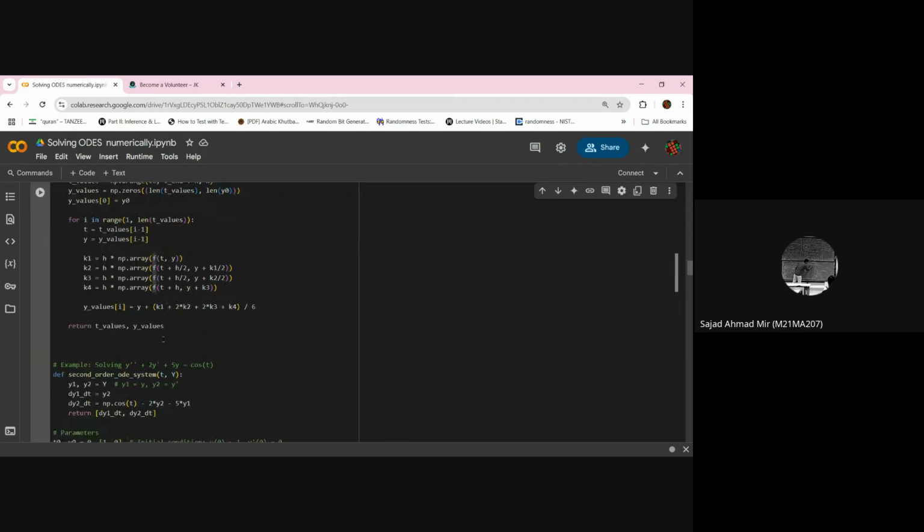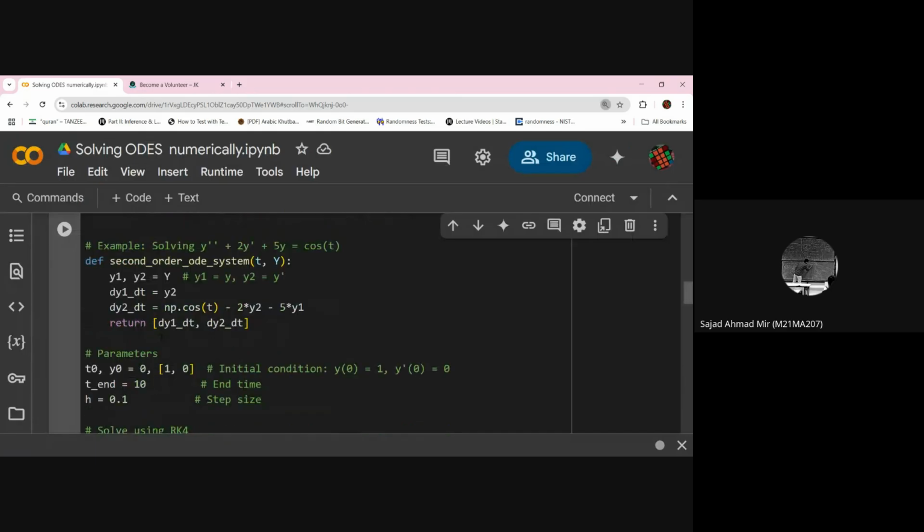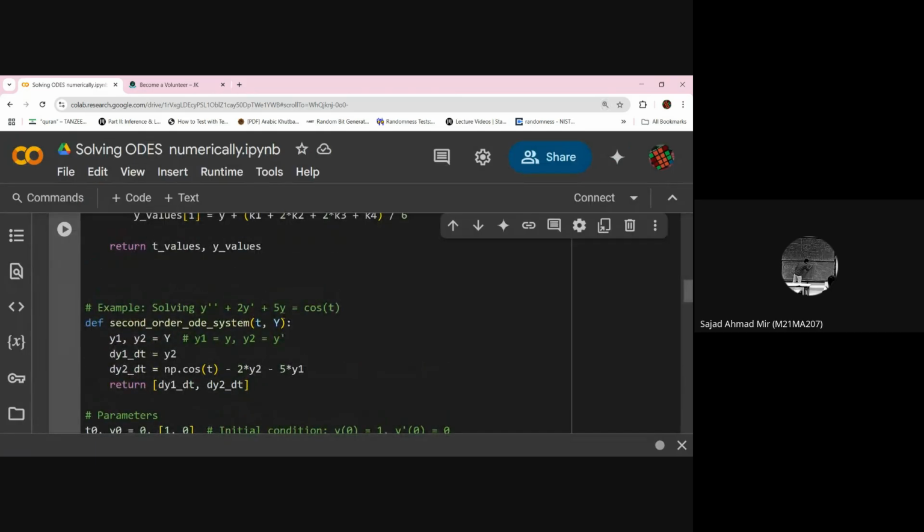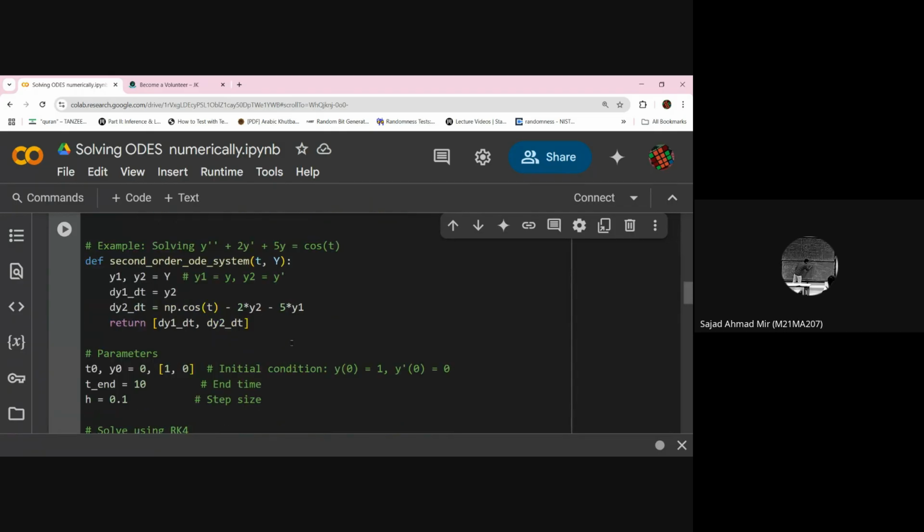So if I have the second order differential equation y'' + 2y + 5y = cos(t), and I convert this to a system of differential equations, I will get two new variables, y1 and y2. y1 is just the value y, y2 is the first derivative of your original function, and your system becomes: d(y1)/dt is just y2, and d(y2)/dt, which is the y1', you get from this equation.